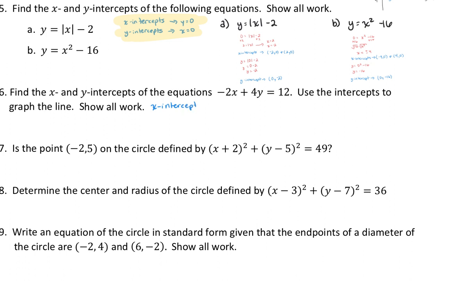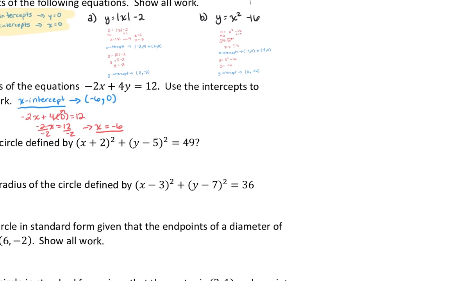we will plug in y at 0, so we'll end up with something like negative 2x plus 4 times 0 equals 12. We get negative 2, this goes to 0, equals 12, divided by negative 2, x is negative 6. So our x-intercept is equal to negative 6, 0.